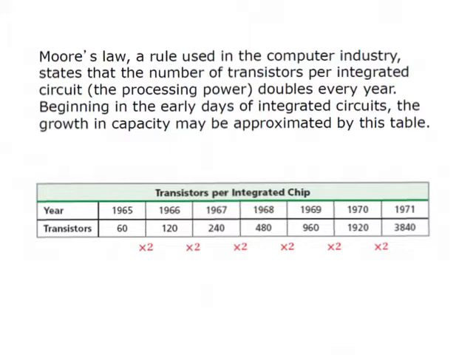Okay, so for example, if you take a look in 1965, you had 60 transistors. Now, notice in 66, it doubled to 120. And so on and so forth, and you can see just what's happened up to 1971. All right, so that is an example of where you see exponential growth. Notice it started at 60 and it grew just over a matter of about 6 years into 3840.